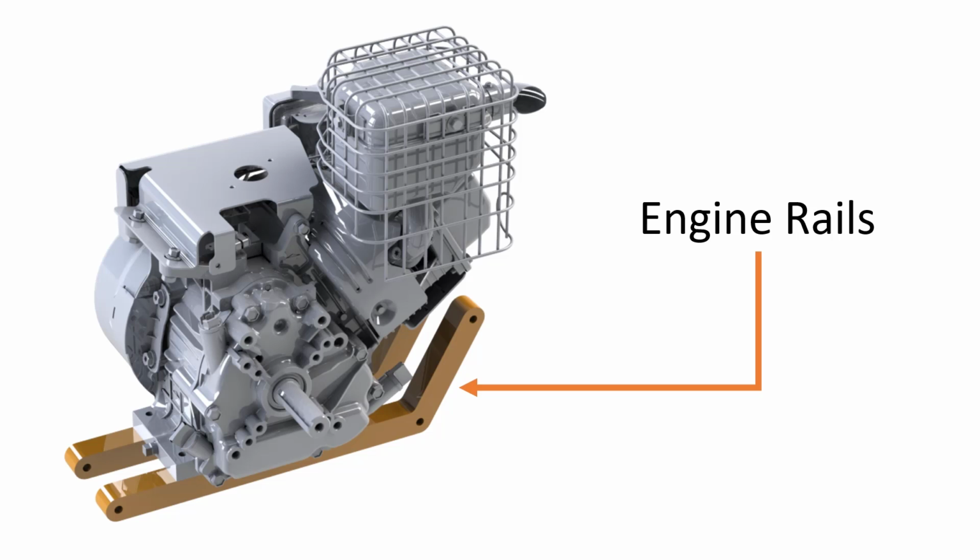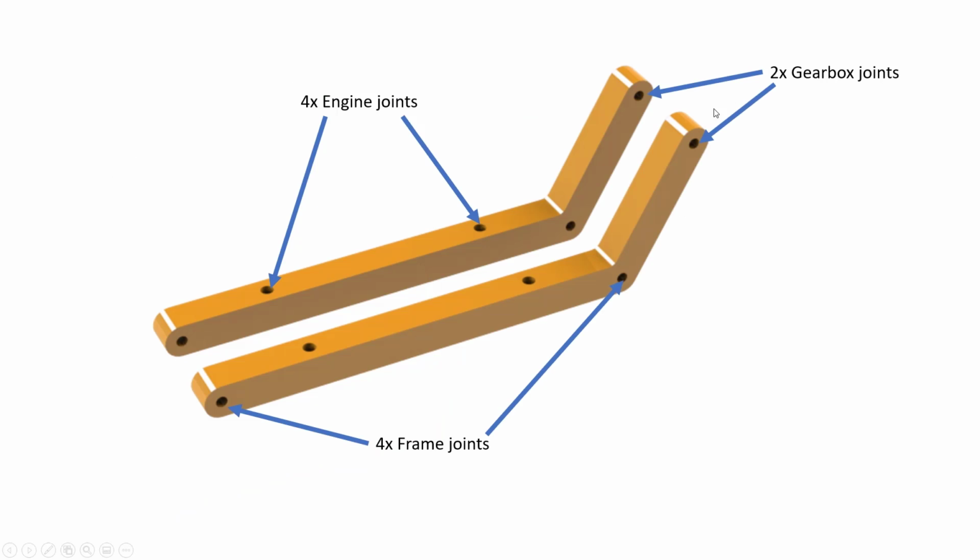But also, this is a great place where you can save a lot of mass and shed a lot of weight. So jumping into it, this is how the engine rail is going to look like in our problem. So we're going to have four joints that go sideways that connect to our frame. We're going to have four vertical holes that connect to the bottom of our engine. And then we're additionally going to have these two holes here that connect to our gearbox.